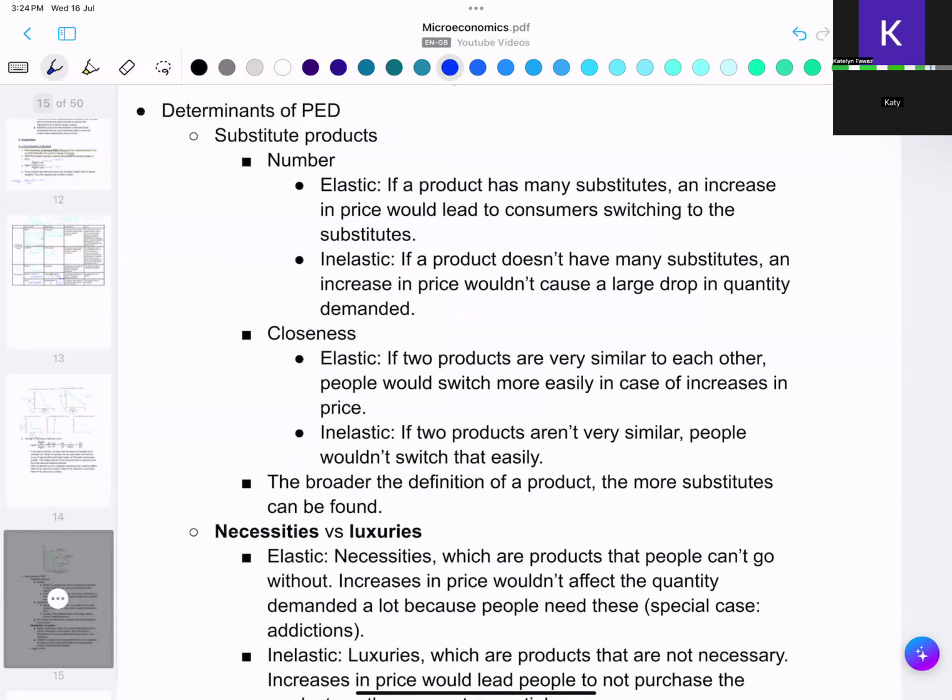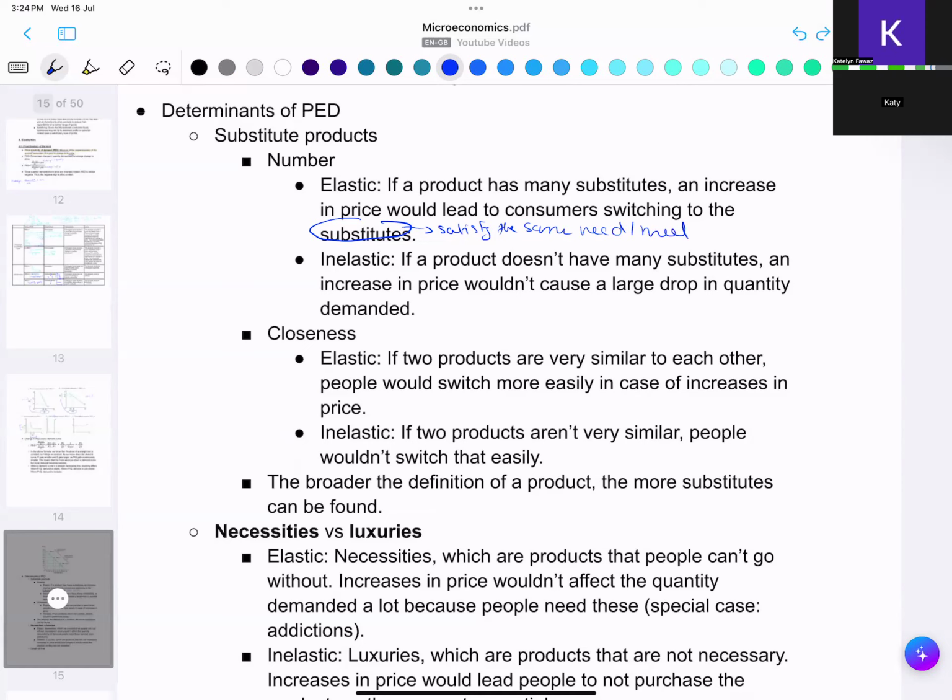So first you have the number of substitute products. If a product has many substitutes, an increase in price would lead to consumers switching to the substitutes because there are many substitutes, so it is elastic. What do substitutes do? They basically satisfy the same need, or meet the same need if you want, meet or satisfy.